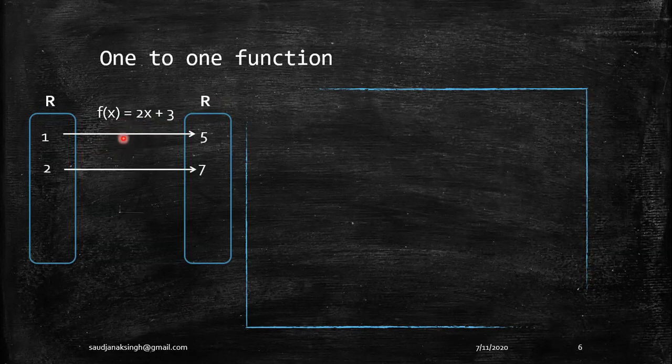If you write here 2, 2 2 are 4, plus 3 equal to 7, and 3 and 4, these are the images and function, pre-image, domain, range.